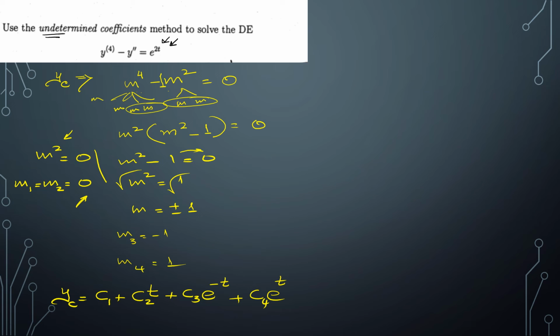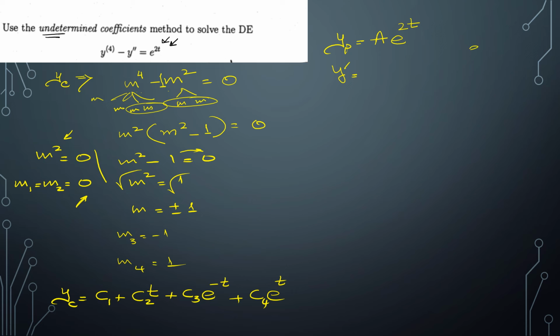Now for our particular solution, we have e to the power of 2t, so we can write it as a e to the power of 2t. Now take the derivative of this equation. We have to take the derivative 4 times, because it has y with the 4th degree of derivative. It means 4 times you have to take the derivatives.